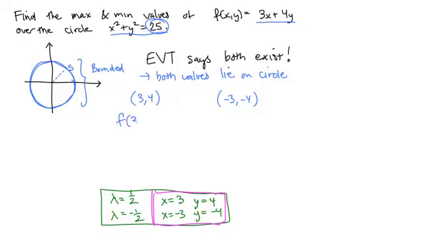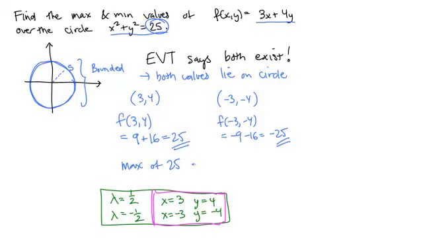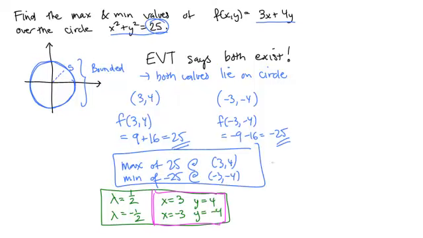Now if we work out what f(3, 4) is, that's going to be 3 times 3 plus 4 times 4, which is 25. If we work out f(-3, -4), we're going to have -3 times 3 plus 4 times -4, which is -25. Clearly this number is larger than that number, and so that tells me that we have a maximum value of 25 at the point (3, 4), and we have a minimum value of -25 at the point (-3, -4). Isn't that much nicer than having to go and graph or plot contours?